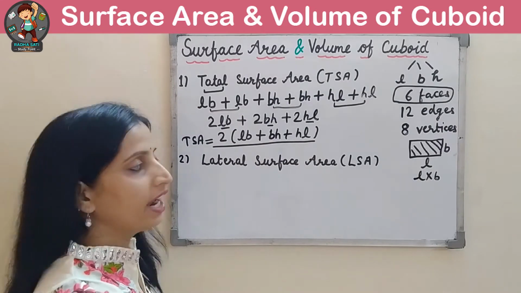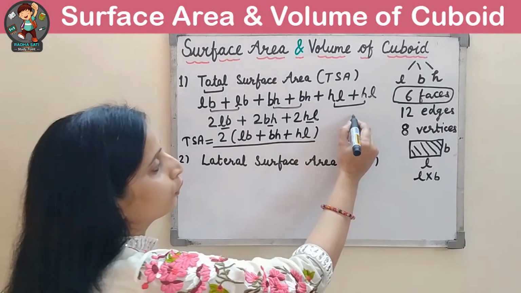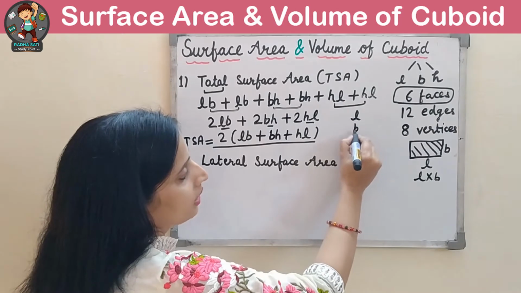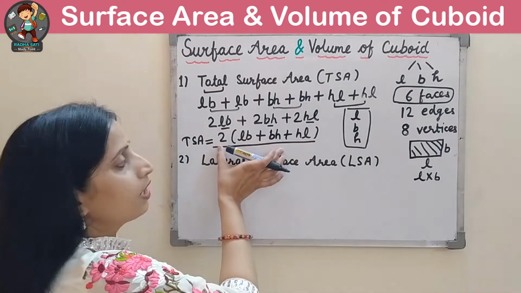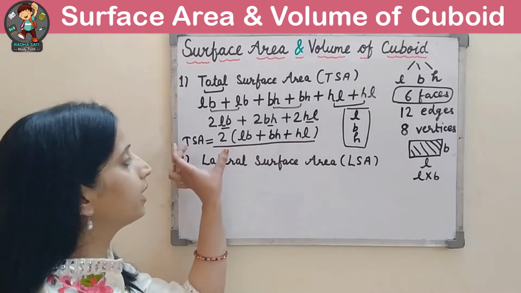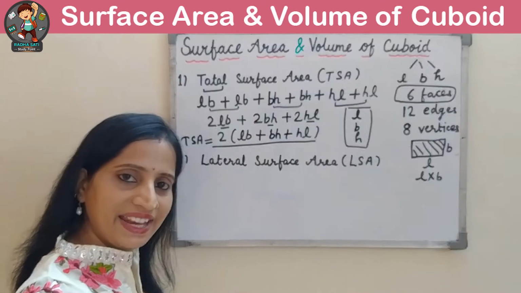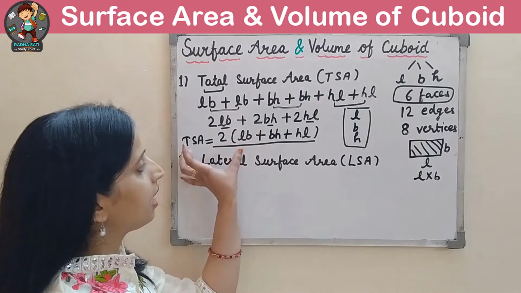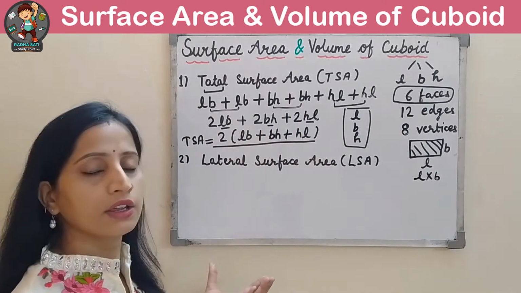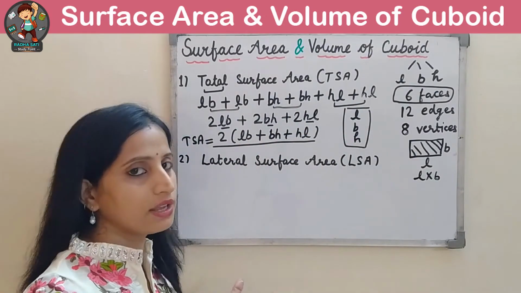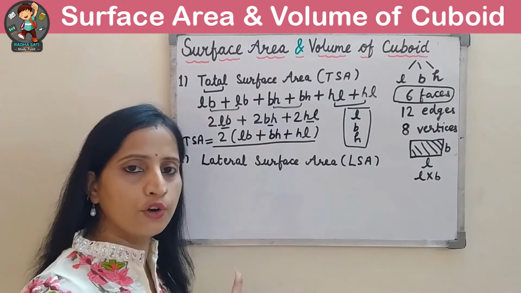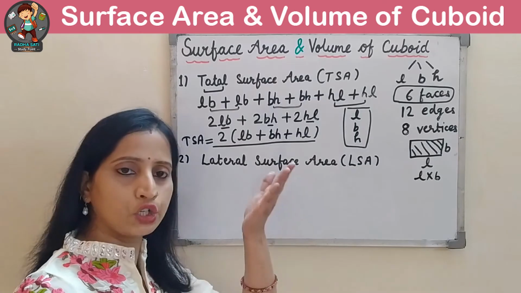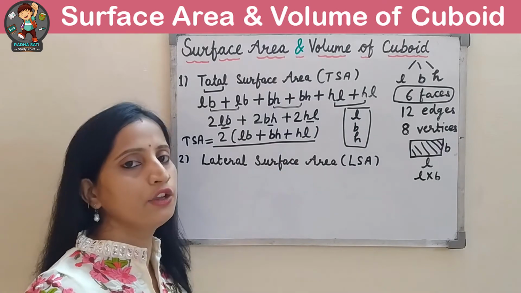So if you know the dimensions of a cuboid, if you know what the length, breadth and height are, then by putting them in this simple formula you can find out its total surface area. The best example of a cuboid will be your room in which you are sitting. In your room you will see that there are 4 walls and 1 top, that is ceiling, and floor.